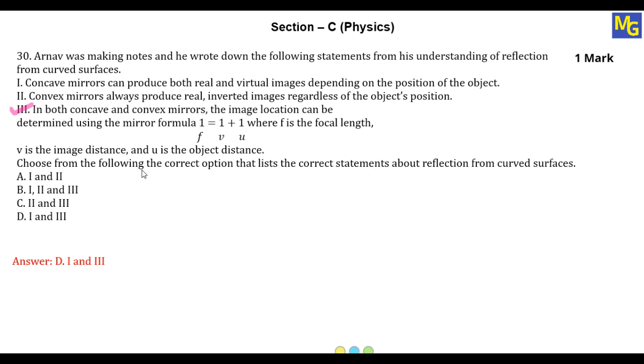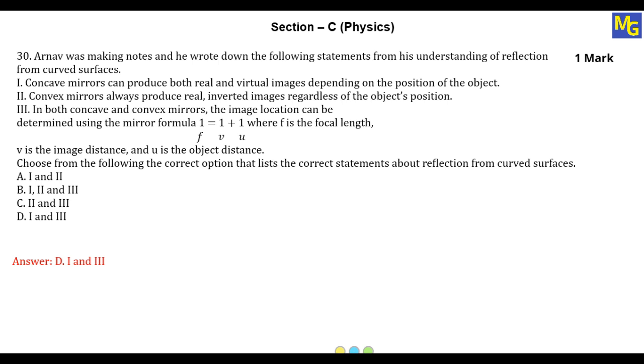Now choose from the following the correct option that lists the correct statements about reflection from curved surfaces. After reading all three statements, we have to see which are correct, and then choose the option. Option A is 1 and 2 are correct. Option B is 1, 2, 3 all are correct. Option C, second and third is correct, and option D is 1 and 3 is correct. So these are the four options which we have.